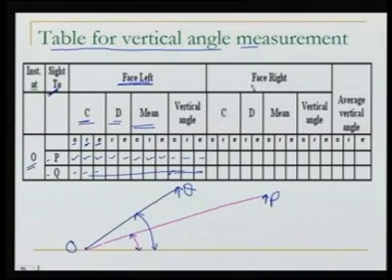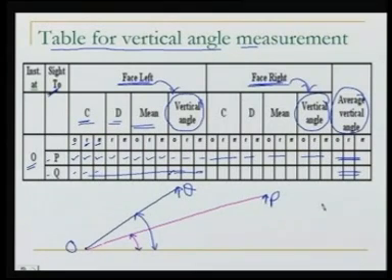We can do the same procedure on face right. Again, you're reading the vernier C, vernier D, taking the mean and finding the angle. And then finally, the angle which is coming from the face left and the angle value which is coming from the face right, we'll average these two. And we'll write the average of face left and face right. Similarly for Q also, average of face left and face right.